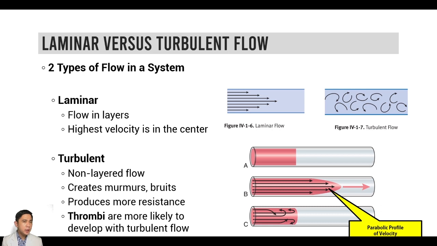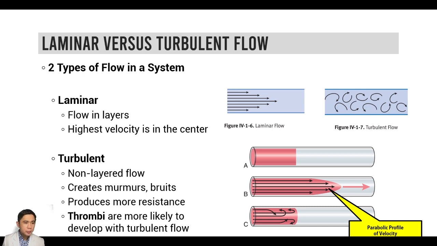Let's talk about laminar versus turbulent flow. Laminar flow looks something like this. It is parallel to the vessel and it flows in layers. The highest velocity is found in the center. In contrast, we have what we call the turbulent flow, wherein the flow is non-layered, so it is disorganized, and this disorganization will create murmurs and bruits, and turbulent flow produces more resistance. Thrombi are more likely to develop if our blood flow exists in a turbulent flow.